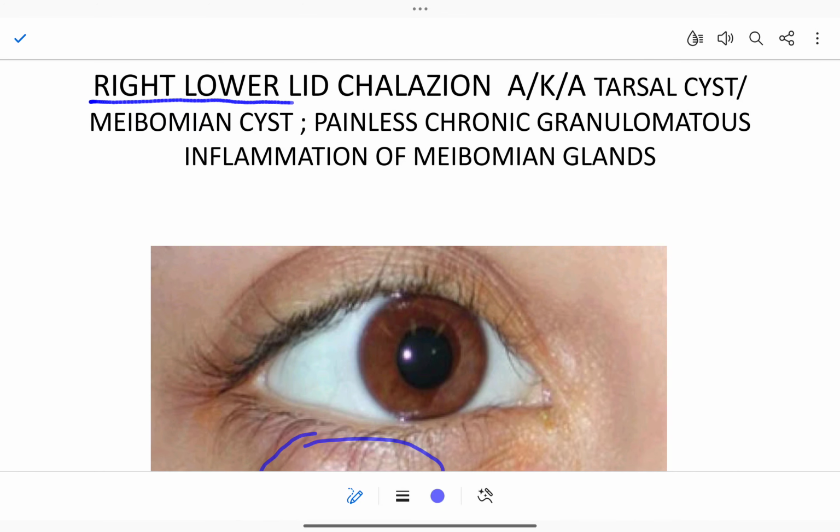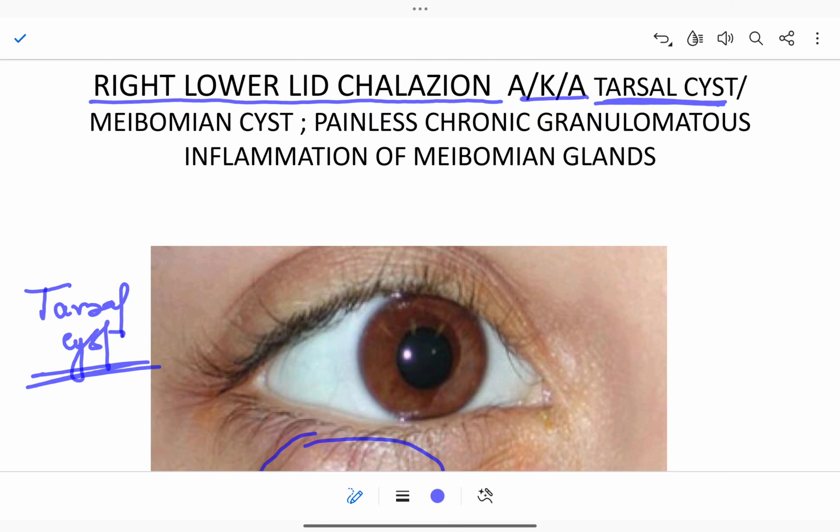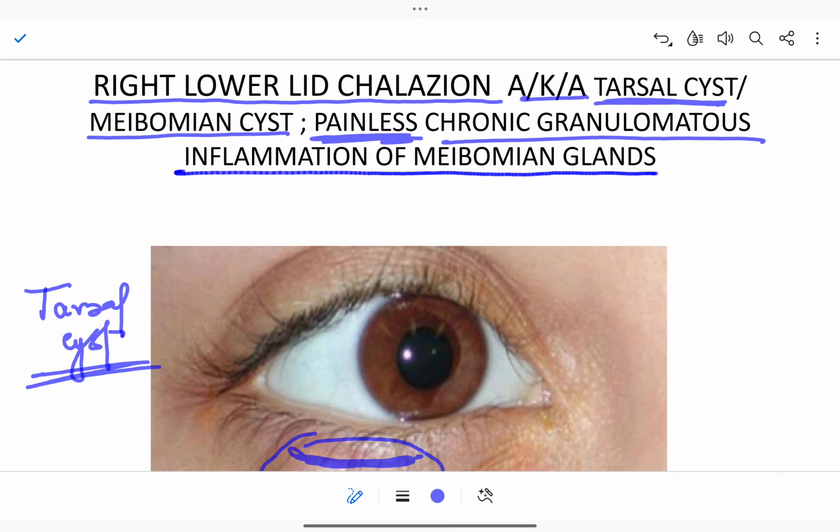This is the right lower lid chalazion, also known as tarsal cyst or meibomian cyst. It is generally a painless, chronic granulomatous inflammation of the meibomian glands.